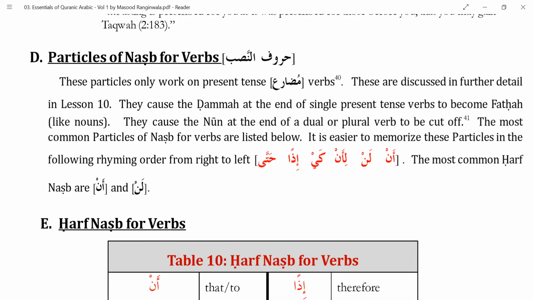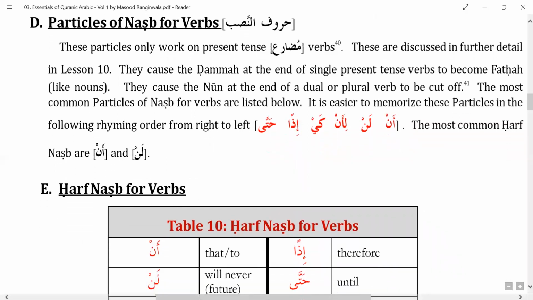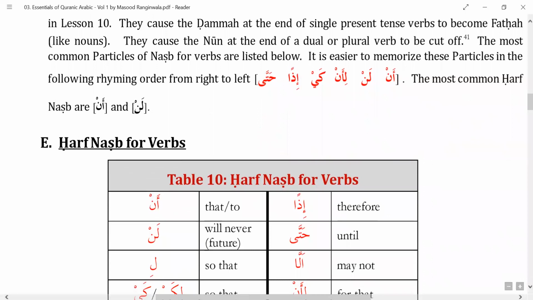The most common particles are listed here, this list. An, lan, li, kay, idhan, hatta. So in this order, if you memorize, it will be easy to memorize. Most common are an and lan. Yeah, here down in the table you have a few more mentioned, but that's all right. It's most similar, but at least these 6 you need to memorize. An, lan, li, kay, idhan, hatta.